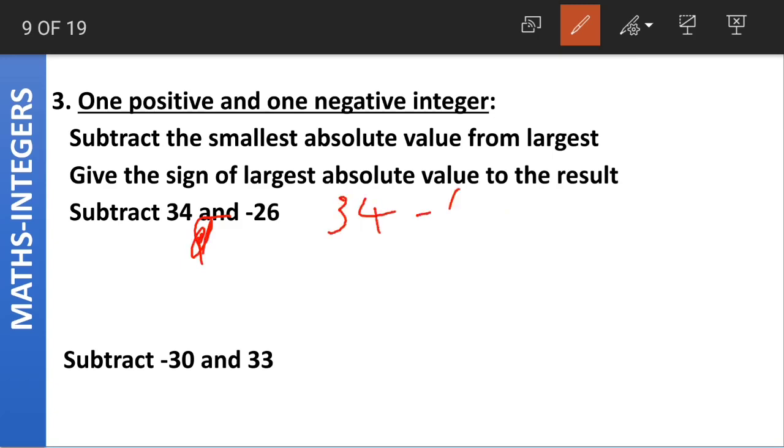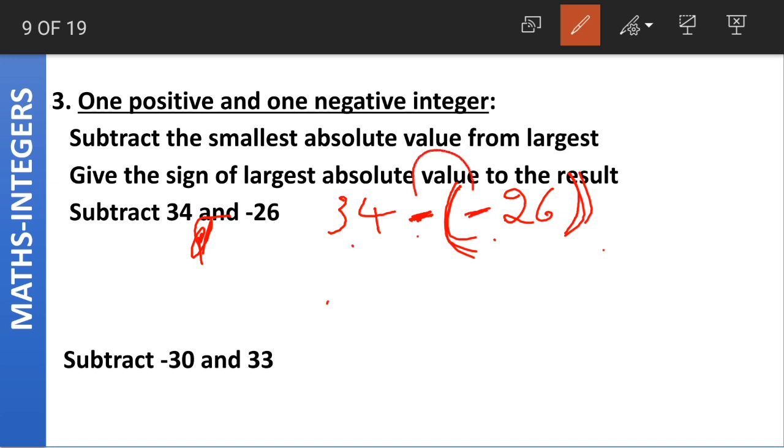34 minus, again it is important to open the brackets and put minus 26 inside it, because here we are having the minus operator, which is used for subtraction, and then the number itself is carrying another sign which is negative with it. So it is important for us to place these brackets. 34 minus of minus 26.